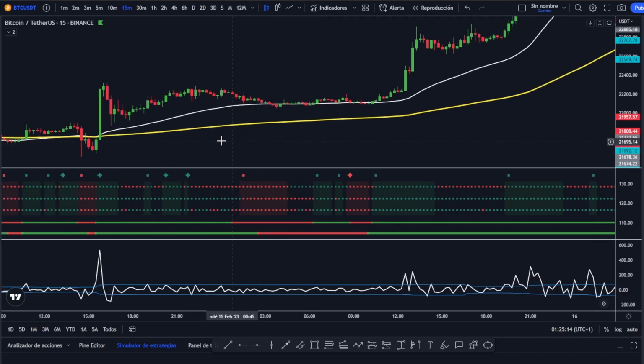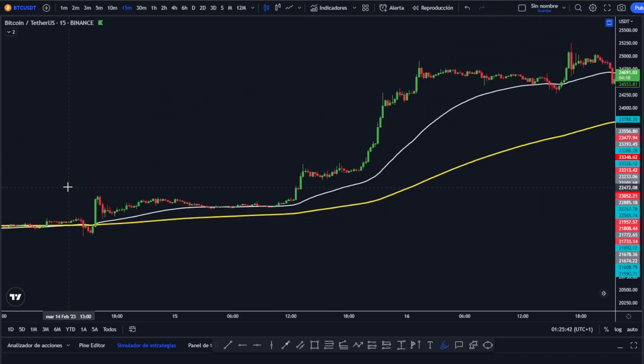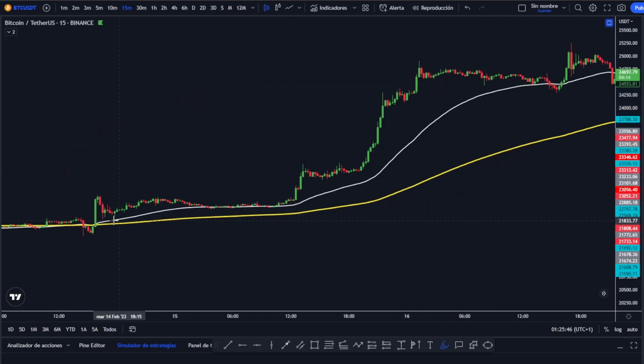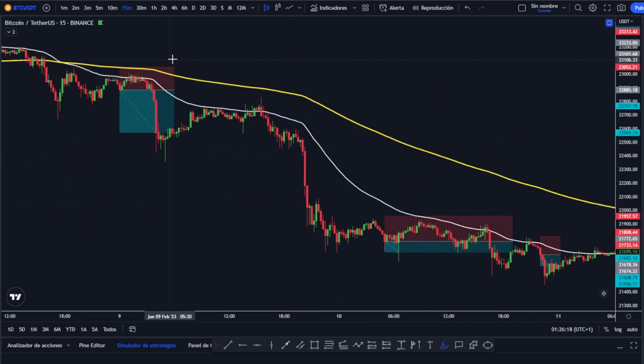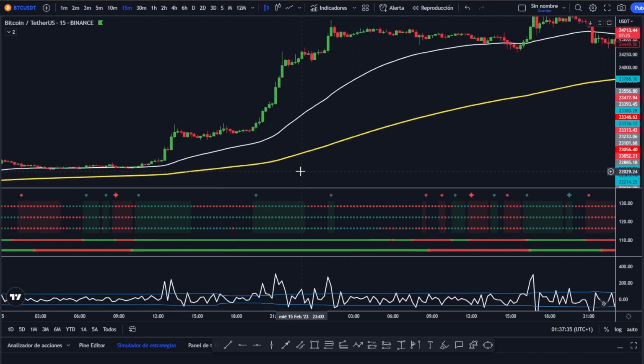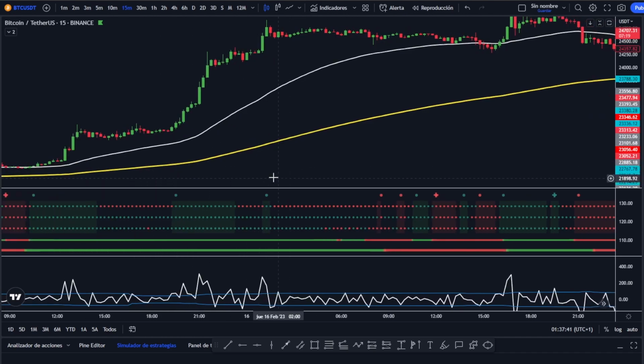And now we go directly to the rules of the strategy. The first thing we have to be very clear is that if the price is above our averages we will look for long trades, and if the price is below we will look for short trades. And now that we know that in this case we should look for a long trade, since the trend is up and the price is above our averages, what are the following rules that we have to take into account to find the perfect entry?